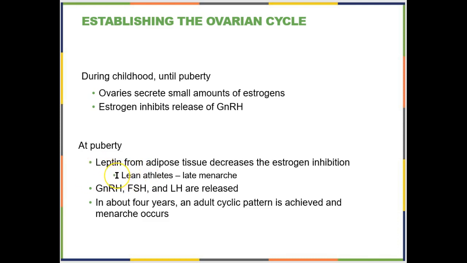This little bit here is just an interesting anecdote, or might explain things that you know or have experienced. Leptin comes from adipose tissue, so in very lean female athletes, they sometimes have delayed menarche. They don't enter puberty until a little bit later because they don't have as much leptin.